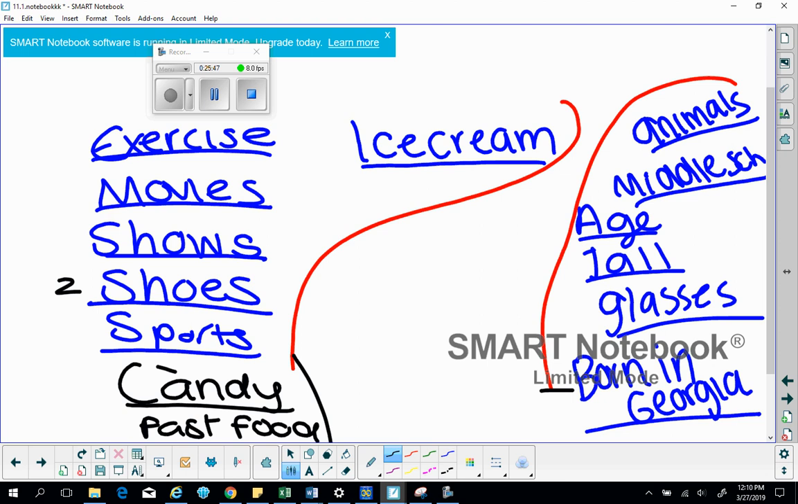Movies. Exercise. Your favorite exercise. Ice cream. Your favorite ice cream. A lot of y'all didn't vote. So we said that there were 16 people in the class. Look how many people voted. That's nine. Y'all gonna try this one more time.